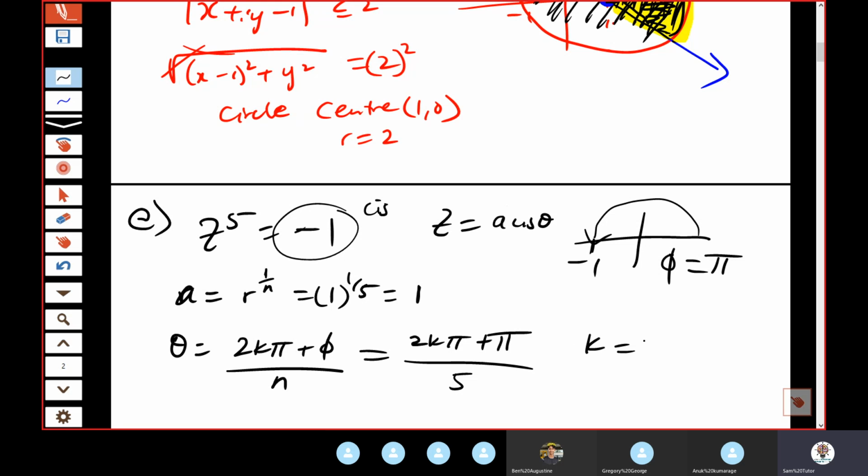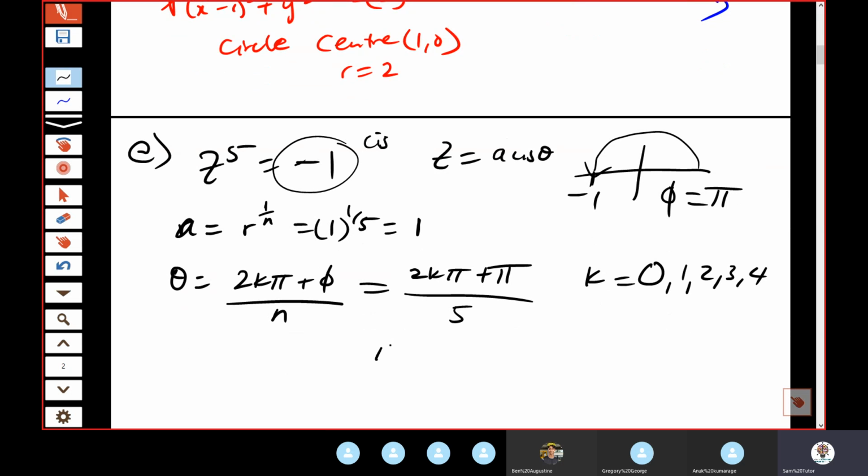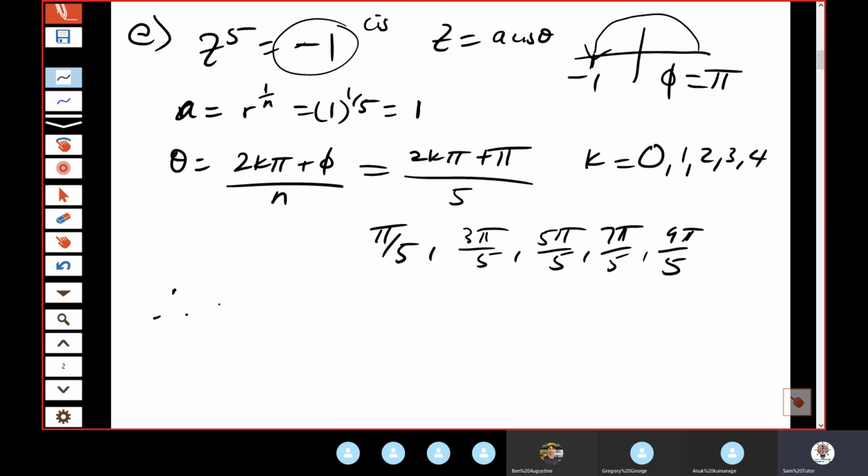What's the first number we chose? 0, 1, 2, 3, and 4. Now what you guys have got to do is sub in 0. Your first angle is pi on 5. Then you sub in 1, 2 pi plus pi is 3 pi. And then you have this long line of answers. We have that, and then finish it off. Therefore, z equals, remember it has to be like this, 1 cis pi on 5, 1 cis 3 pi on 5.